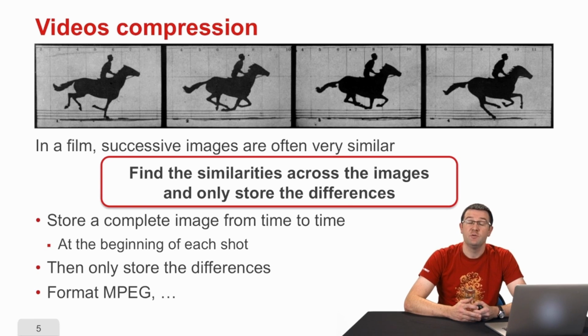Those are common practices for formats such as MPEG, which will store complete images from time to time, particularly at the beginning of each shot. Then it will only store the differences for the following images. That saves a lot of storing space since a lot of information is not duplicated anymore.